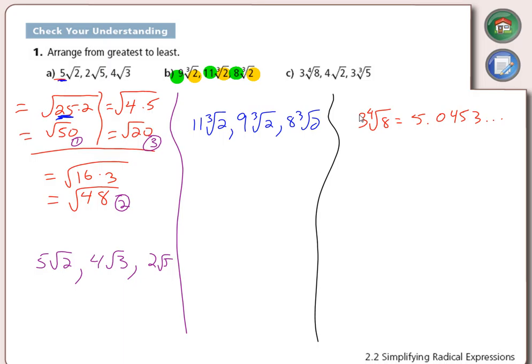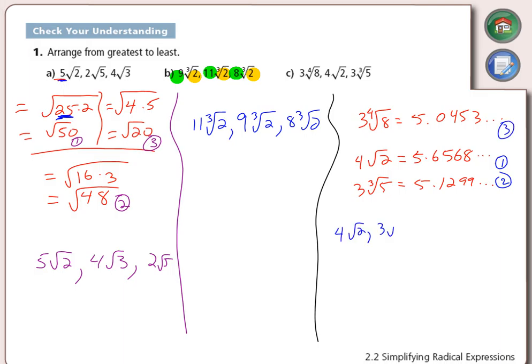Then we've got 4 root 2, punch that in, 5.6568... And 3 cube root of 5, punching that one in, 5.1299... Now we just put them in order. We look at this. We got 1, we got 2, we got 3. So let's put those down. 4 root 2, 3 cube root 5, 3/4 root of 8.